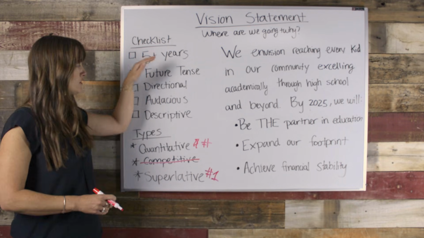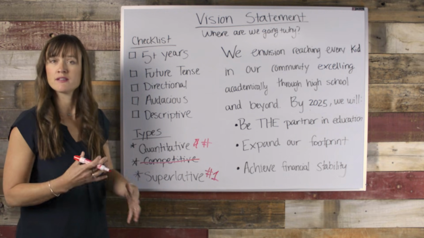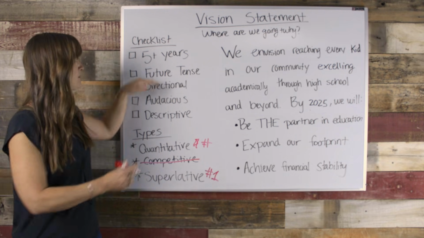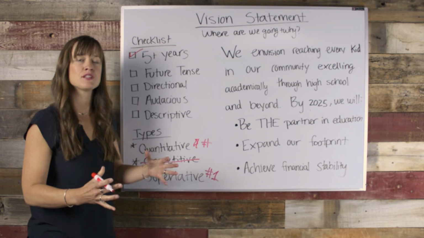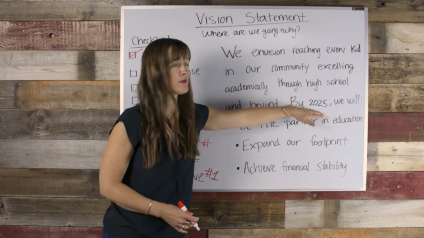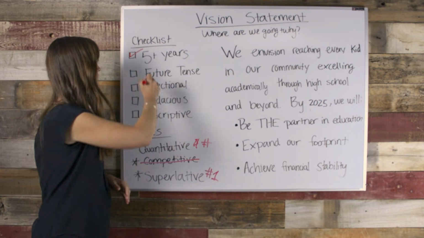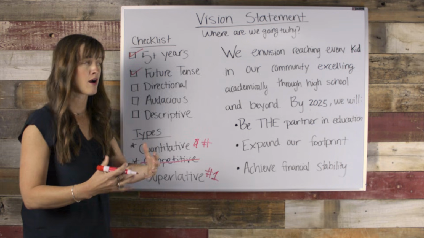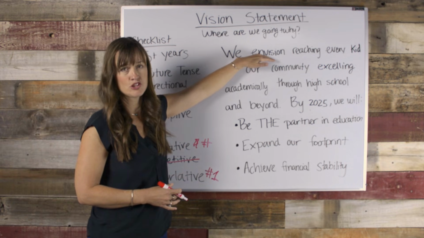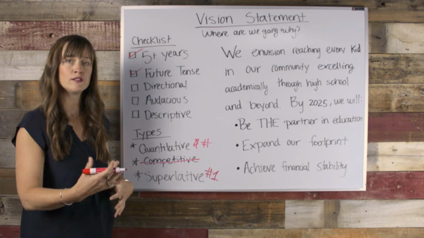Okay. Here's your checklist. It's a great checklist to make sure that your vision statement truly is a vision statement. Let's break it down. Vision statements are at least 5 years in nature or longer. 5 years is a really good guide. In this case, by 2025. Future tense, I talked about that already. Make sure we say where. I love "we envision." That's super future looking. And then of course we have the word "will" in there as well.